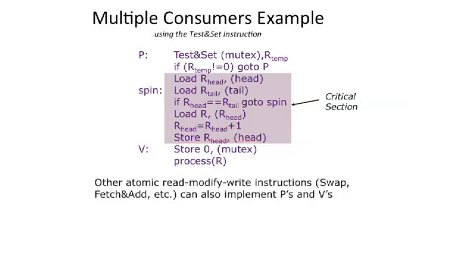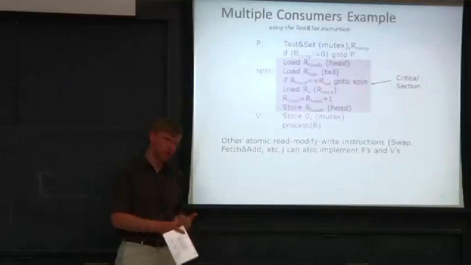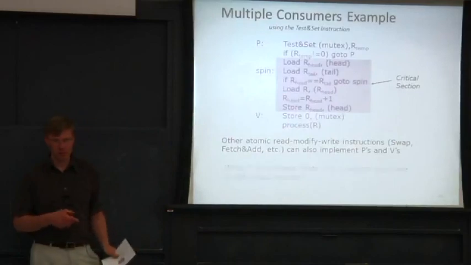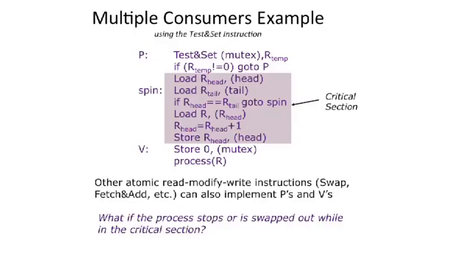OK, so this can be done with lots of different implementations. We showed here test and set, but this can be done with swap. It can be done with fetch and add. The code gets a little bit more complex. But one of the interesting questions that comes up is, what happens if you're running along, some thread acquires the lock, falls into the critical section, and let's say terminates, or gets swapped out for a very long period of time? What's going to happen here?